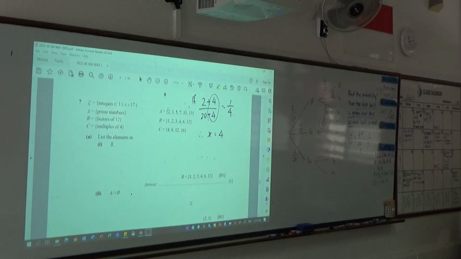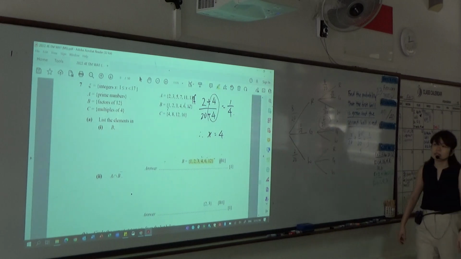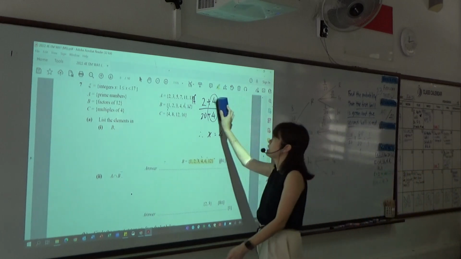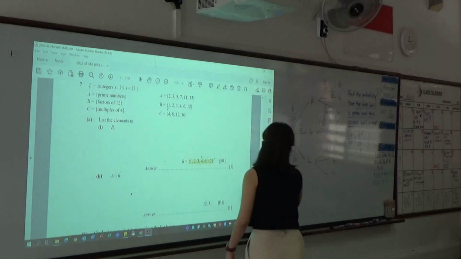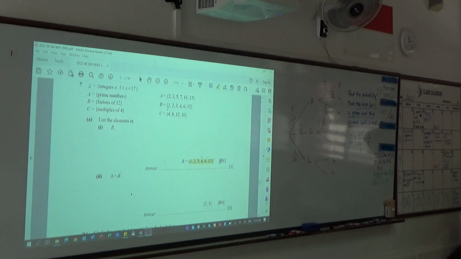Next, question 7. To list the elements, you can just write it like that if you want to, or else if you just list 1, 2, 3, 4, 6 and 12 without the brackets, that's perfectly fine as well, because the question only said listing, it didn't say that it needs to be in set notation. And then for part 2, the answer is 2 and 3.